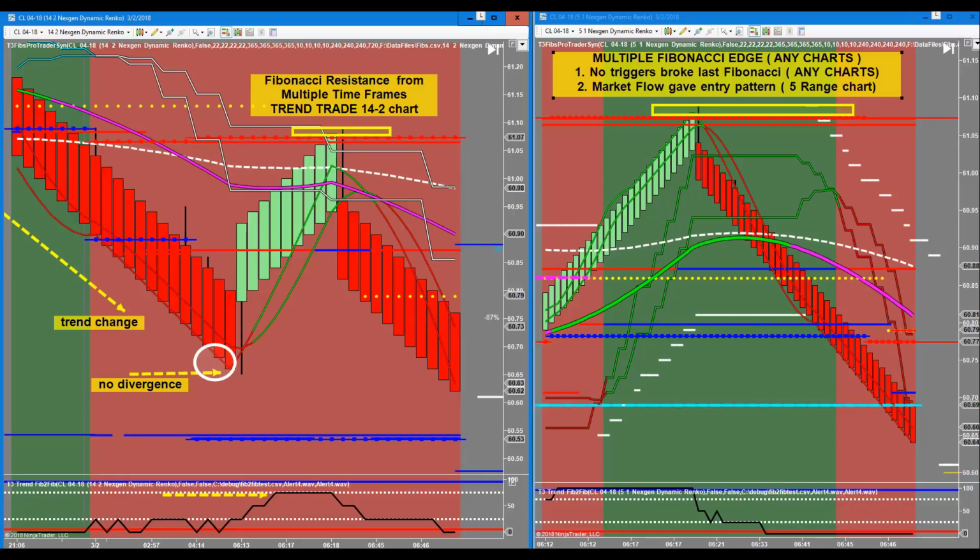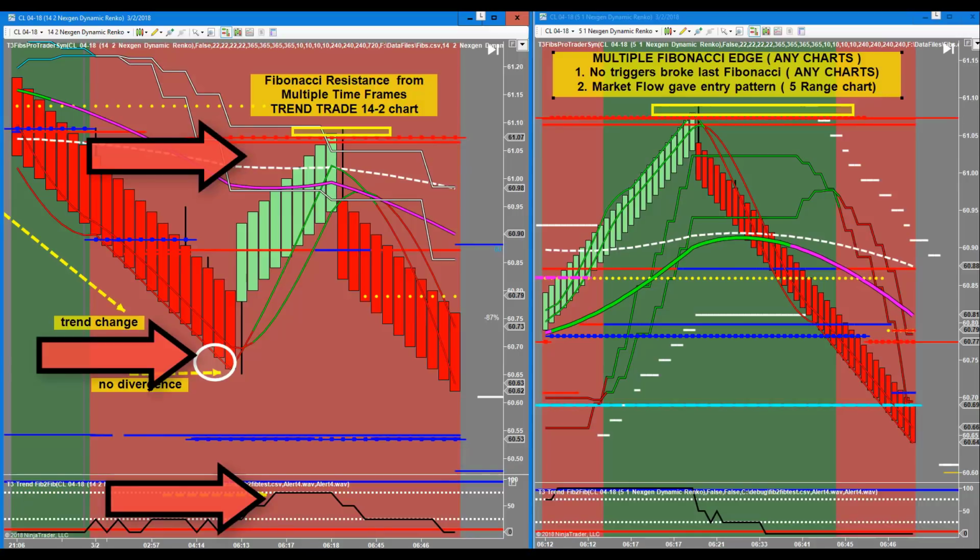Not only do we end up at multiple time frame Fibonacci resistance on the 14-2 chart, we also have multiple time frame Fibonacci resistance on our smaller 5-1 chart. It's at this very spot where we anticipate on the 14-2 chart a high probability trend trade short. Again, all of the rules being met.